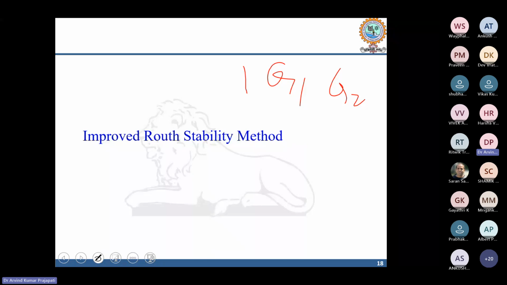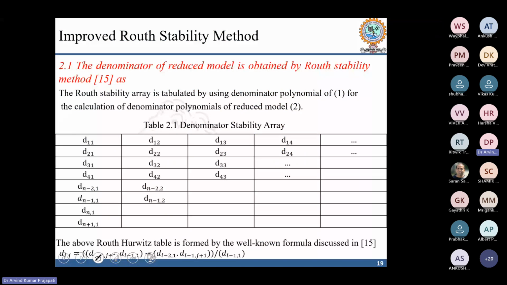And then there are some other techniques. The drawback of route stability is that sometimes the route stability method is unable to preserve the dominant characteristics of the original system. So to overcome that, another method is proposed. This will be discussed in the next slide. So to overcome this, an improved route stability method is proposed.